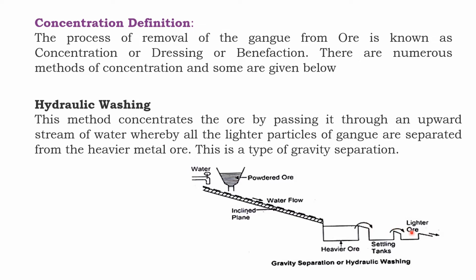So whether the ore is lighter or the impurity is lighter, here we could increase the concentration of the ore by hydraulic washing. So here water is passed through the ore, and different impurities and ore are collected in different sections. This is hydraulic washing.